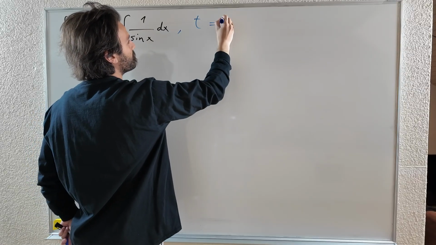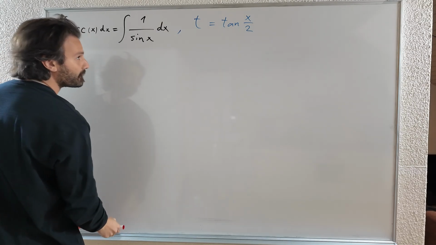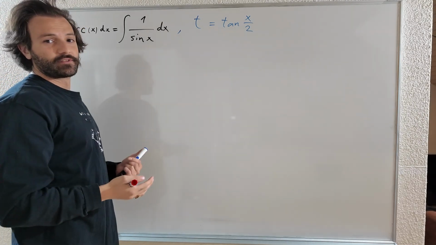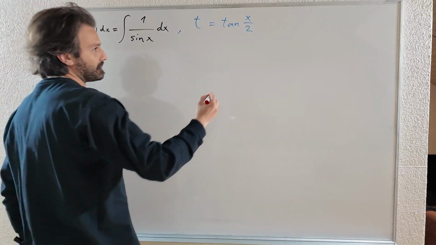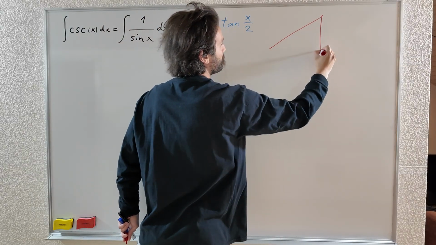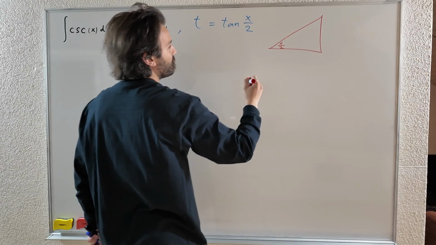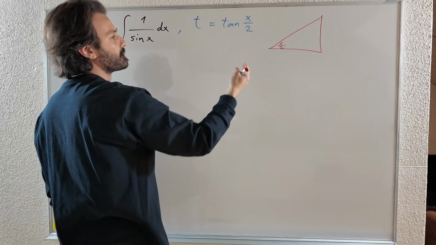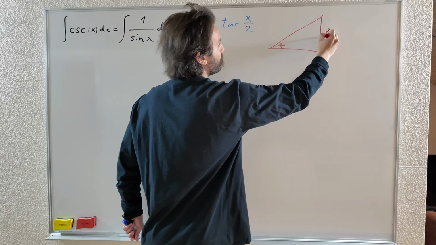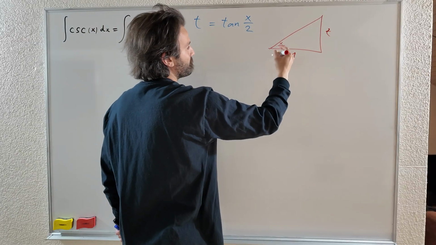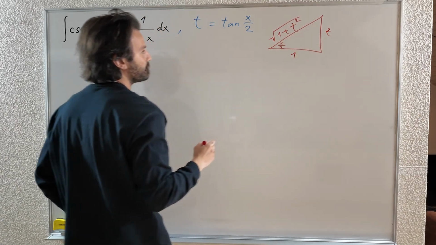Let's say t is equal to tangent of x over 2, and we can construct a triangle from which we can express sine and cosine later on. Let's construct a right angle triangle, and we know that the angle is going to be x over 2, and tangent of an angle is given as the opposite over adjacent. In our case, the opposite is t, and the adjacent is going to be 1. So therefore, the hypotenuse is the square root of 1 plus t squared.